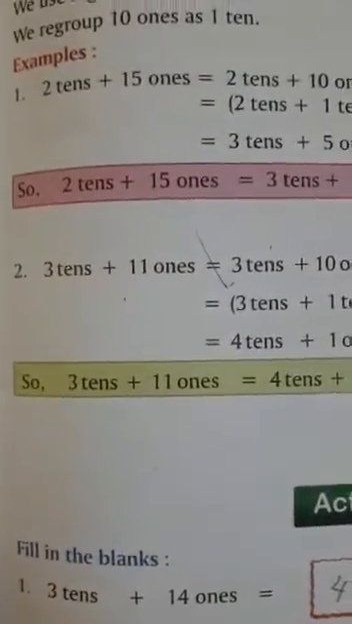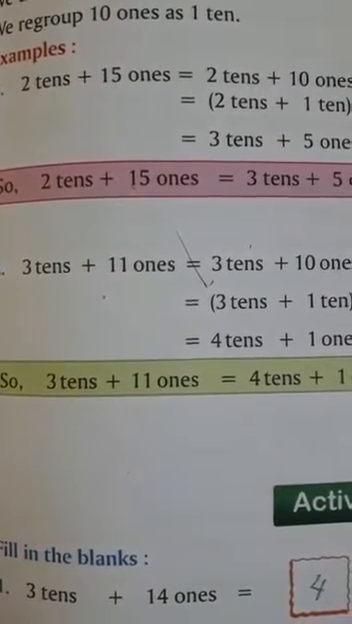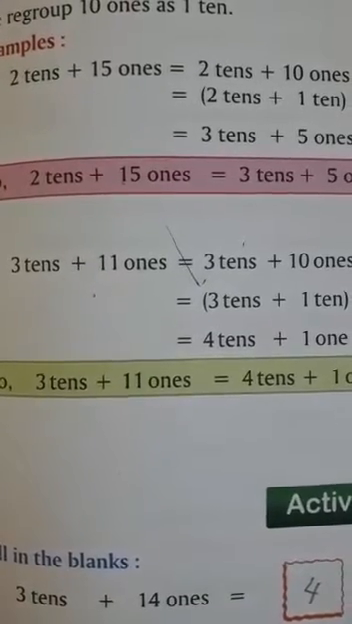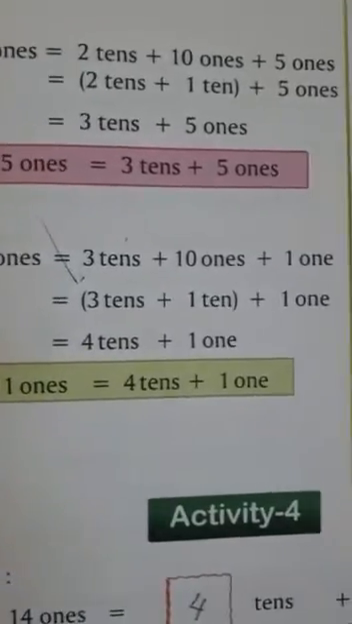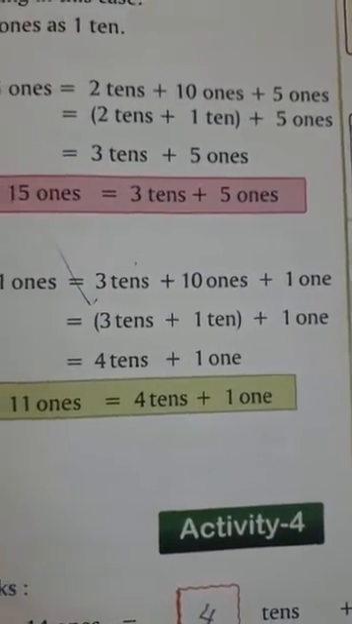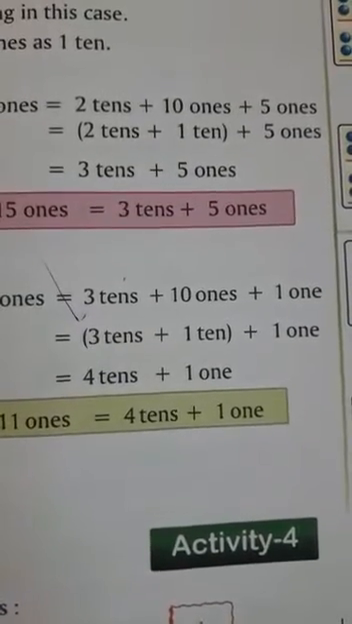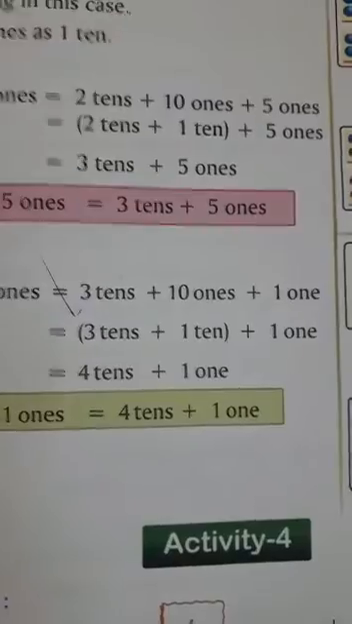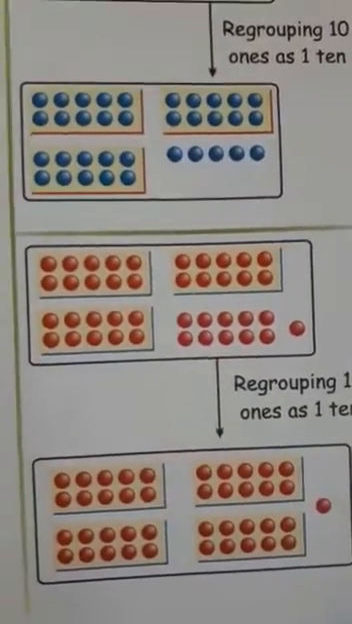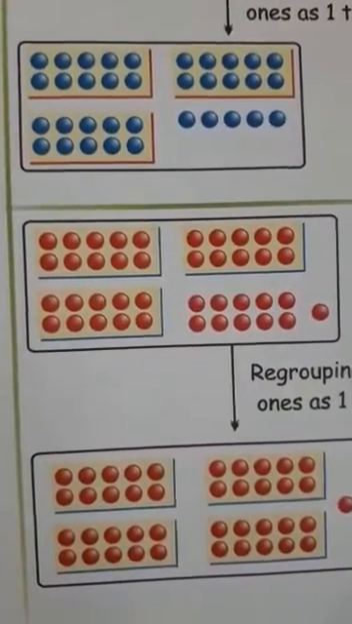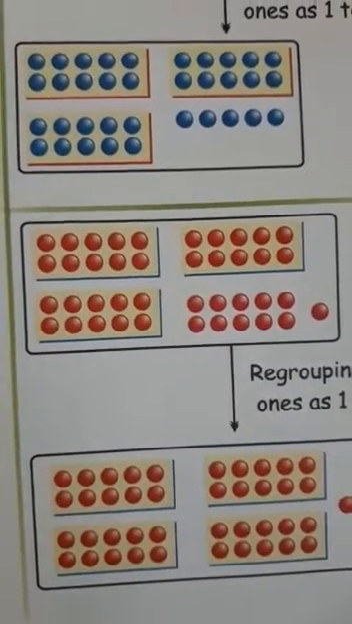So let's explain from the second example. Here 3 tens and 11 ones. We can again split that 11 into 10 ones and 1 one. So we have written here 3 tens and 1 ten plus 1. Better we can explain it from here. First we have 3 groups of 10: 1, 2 and 3, and 11 loose.